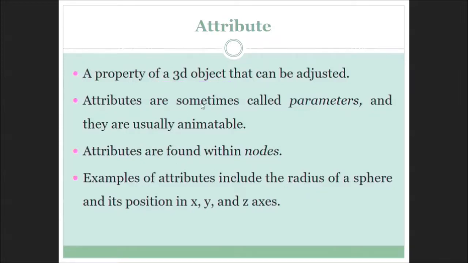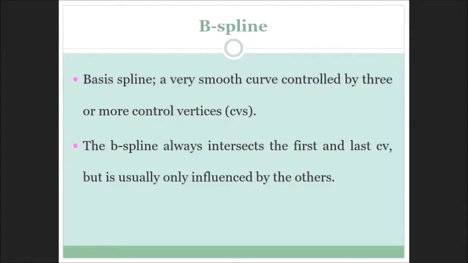Now coming to our basic spline, that is our B-spline. B stands for basis spline. This is a smooth curve which is controlled by 3 or more control vertices.